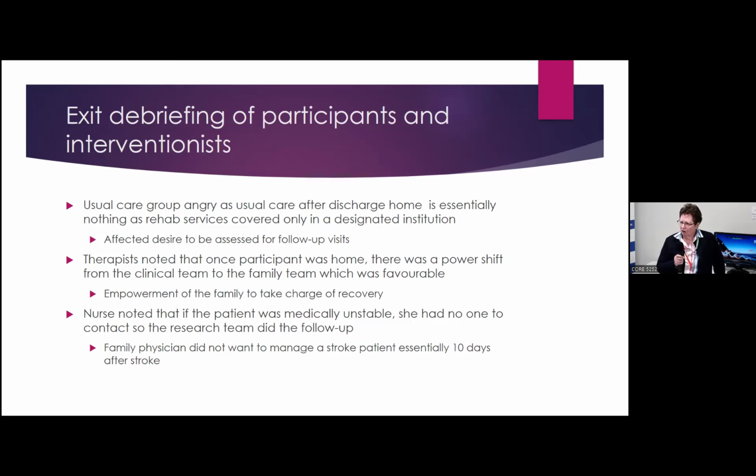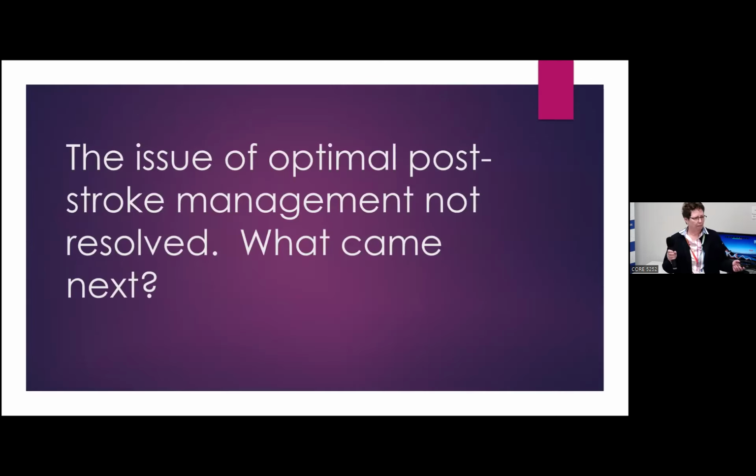Now, the nurse who was involved in the team noted that if the patient was medically unstable, she had no one to contact. So our nice neurologist on our research team took that up. I phoned Joe Carlton. He'd say, I'll meet the person in the emergency. We had Liam Durkham. We had a bunch of people, Robert Cote. This is not the way the real world works, where you phone your friends and ask them to look after your participants. So she noted that the family physician did not want to manage a stroke patient essentially 10 days after stroke. So the issue of optimal post-stroke management was not resolved.